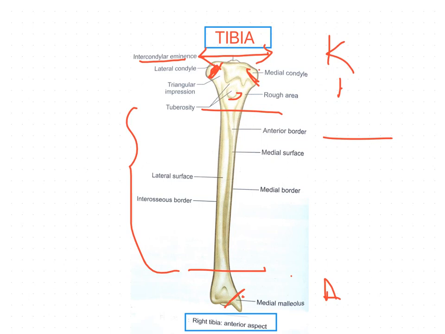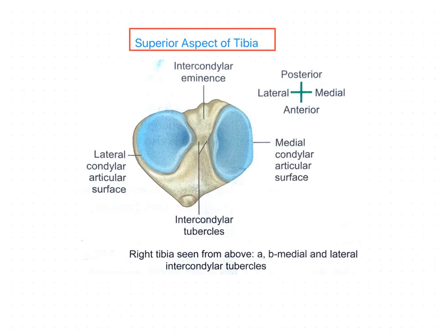Okay, so these are all the features of the upper end of the tibia. Now we will discuss each of them. So we can move on to the superior aspect of the tibia. Then you can understand the condyles as well as the intercondylar area as well as the eminence. Eminence is nothing but a bony projection coming out of the bone, isn't it? That is called eminence.